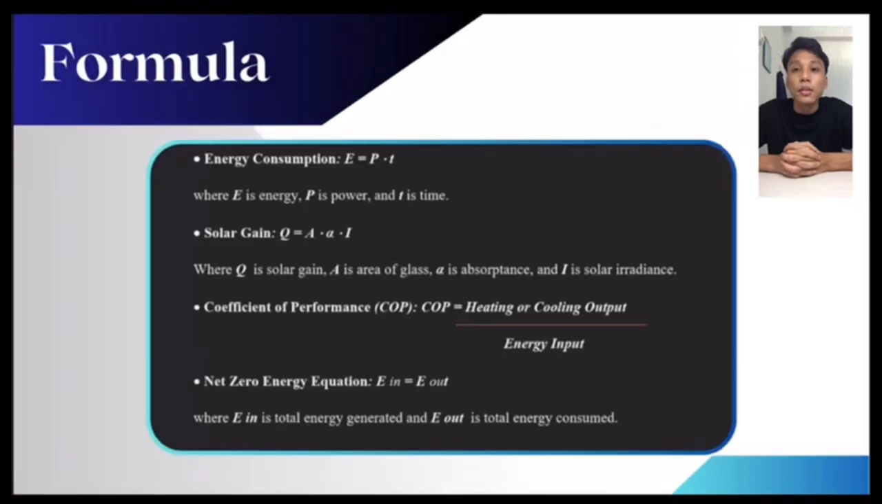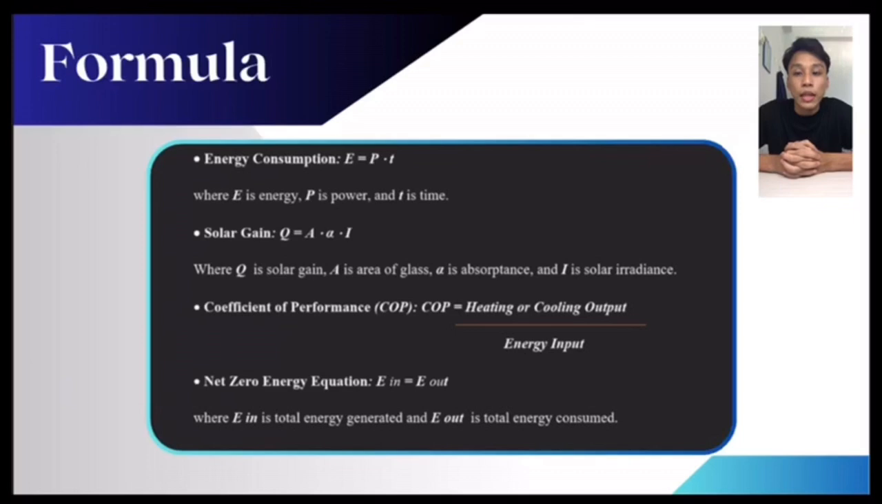So next slide is energy consumption. The formula is E equals P multiplied by T. E is energy, P is power, and T is time. Energy consumption means the total amount of energy that is being used. It is important to know this formula so that we can monitor the amount of energy that is being used.